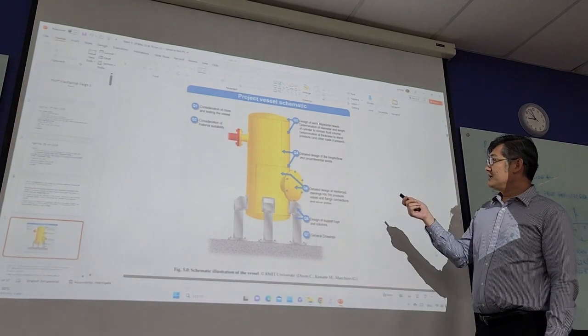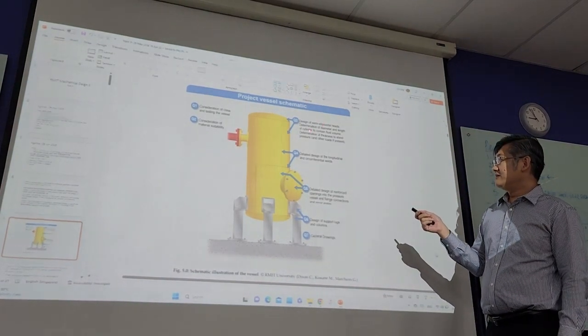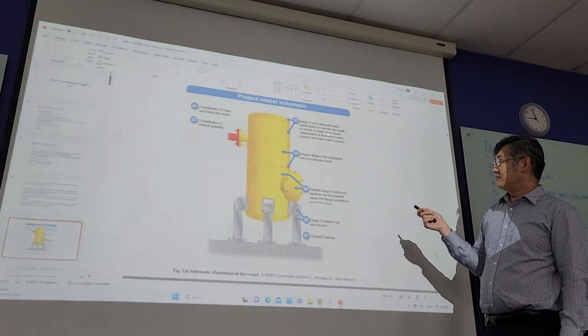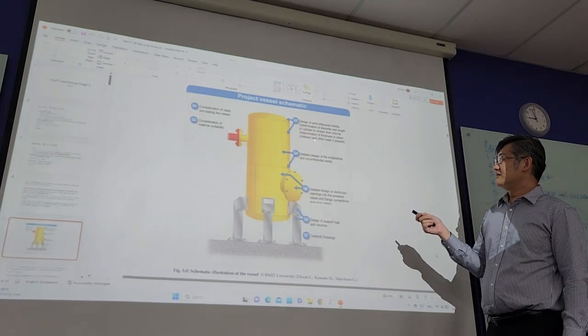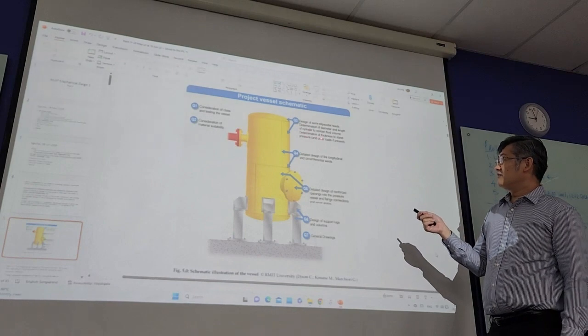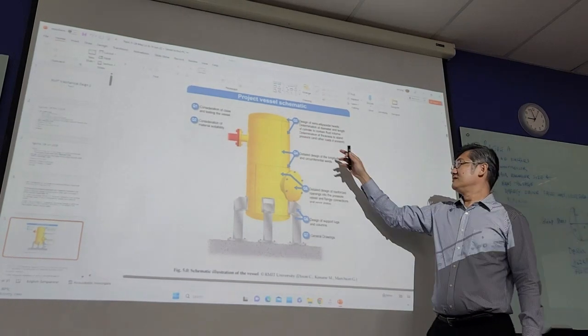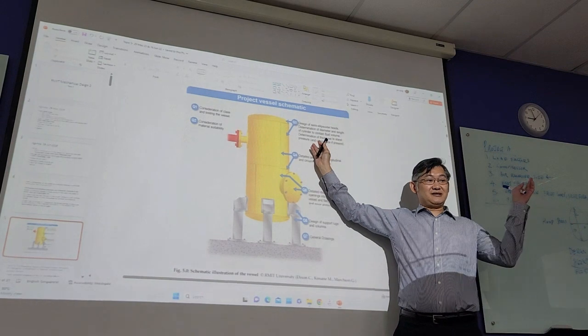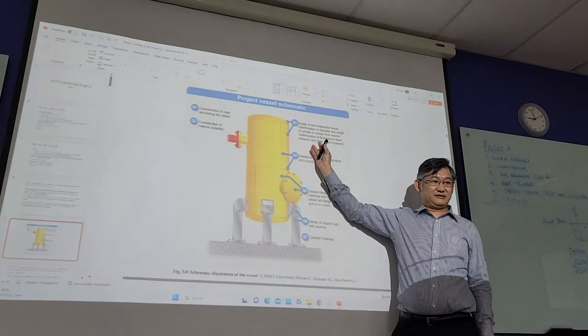So once we determine this, design our semi-ellipsoidal head, determination of diameter and length of cylinder to contain fluid volume, also determination of thickness to withstand pressure. That's why the design pressure is 62 kilopascal.